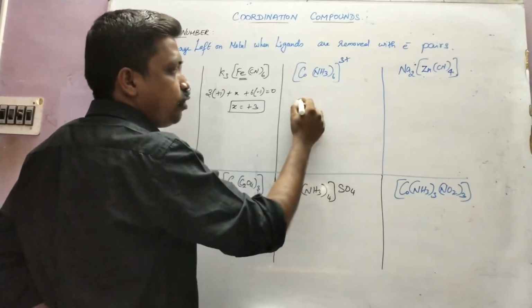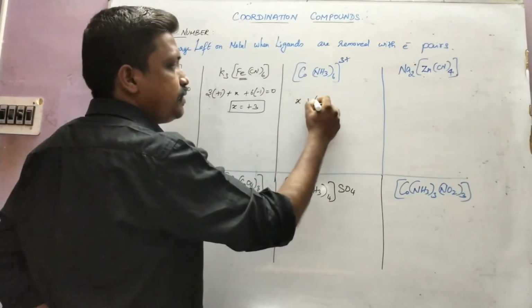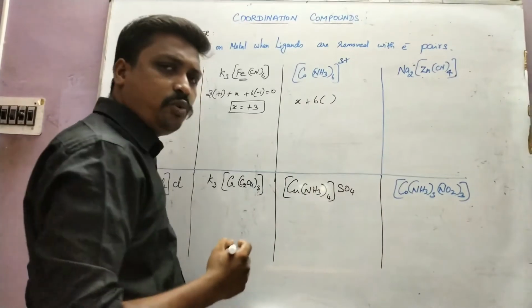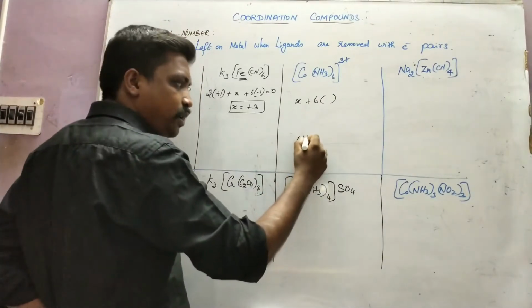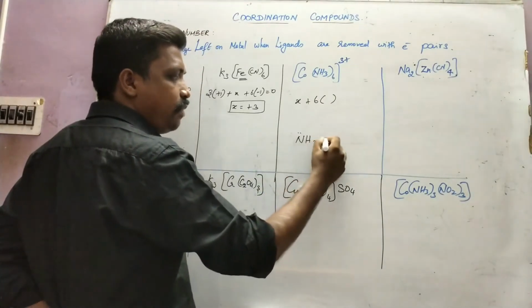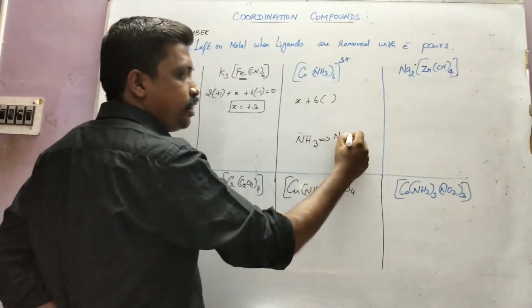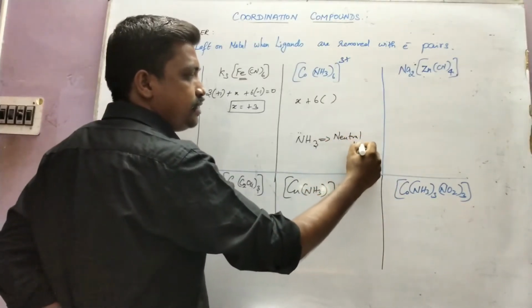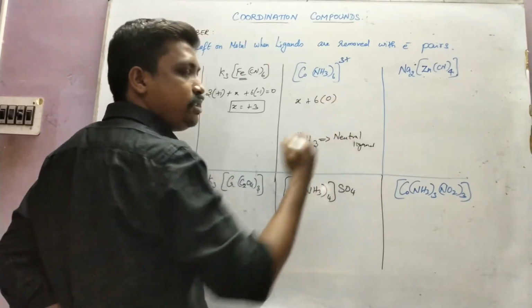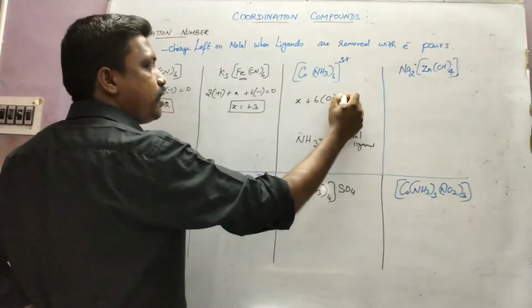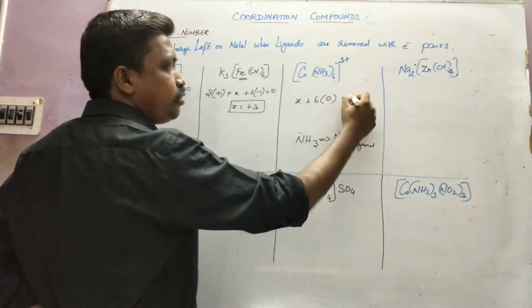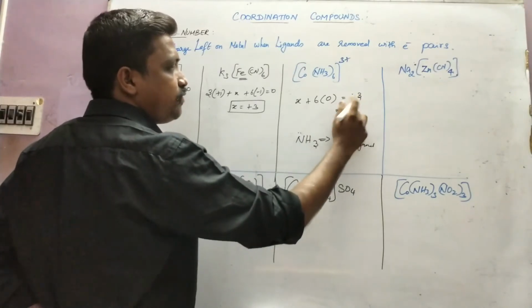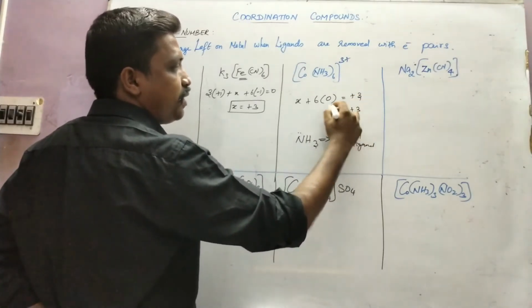So consider the charge of cobalt as X plus 6 times of ammonia. What is the charge of ammonia? We have mentioned earlier in neutral ligands itself. Ammonia comes under the category of neutral ligand. Since it is neutral, it doesn't have any charge. So the total value is equal to the charge over the species. Therefore, the charge of cobalt here is +3.